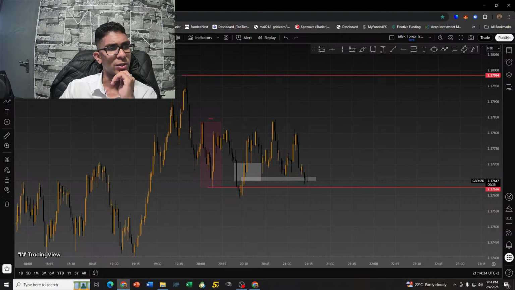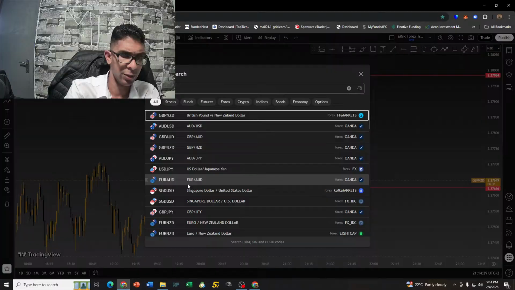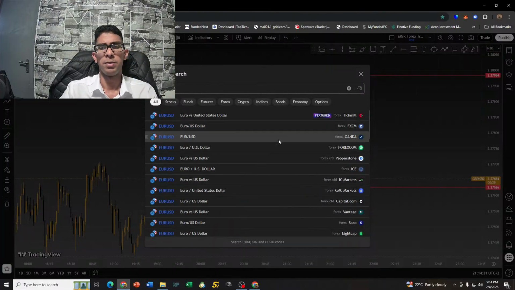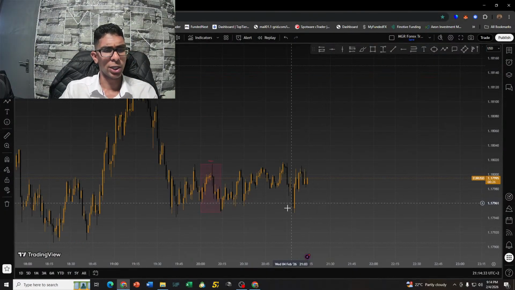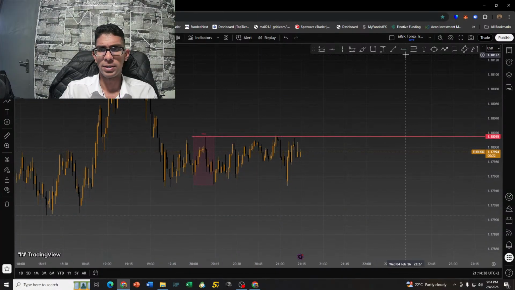Alright, that was GBP NZD. Let's have a look at Euro USD. Perhaps a bit of better price action on this asset pair. Let's have a look and see what do we have in the platinum.